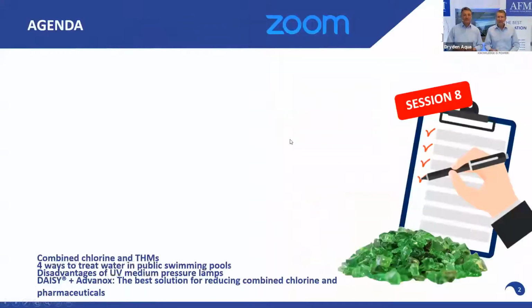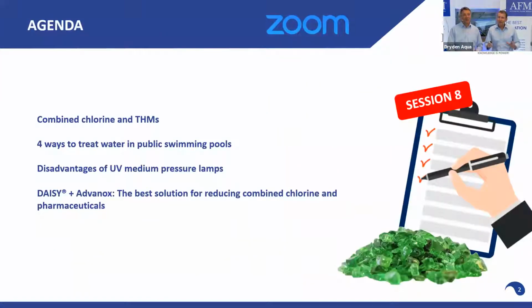Agenda of today. We're going to be revisiting the two main disinfection byproducts that you see in public pools, combined chlorine and THMs. Then we'll talk about 4 ways to treat water in public swimming pools if you want to achieve a combined chlorine level below 0.2.